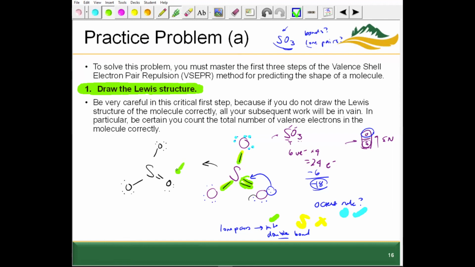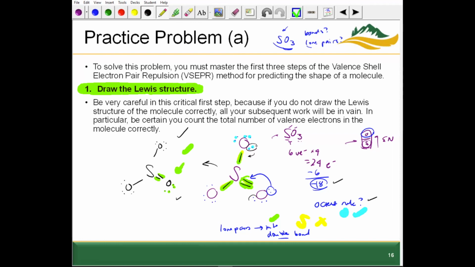Do we still maintain this oxygen's octet by doing that? Well, 1, 2, 3, 4, 5, 6, 7, 8. So yes, this structure works. We have obeyed the octet rule. We've used up all the valence electrons here, so this is a good structure.